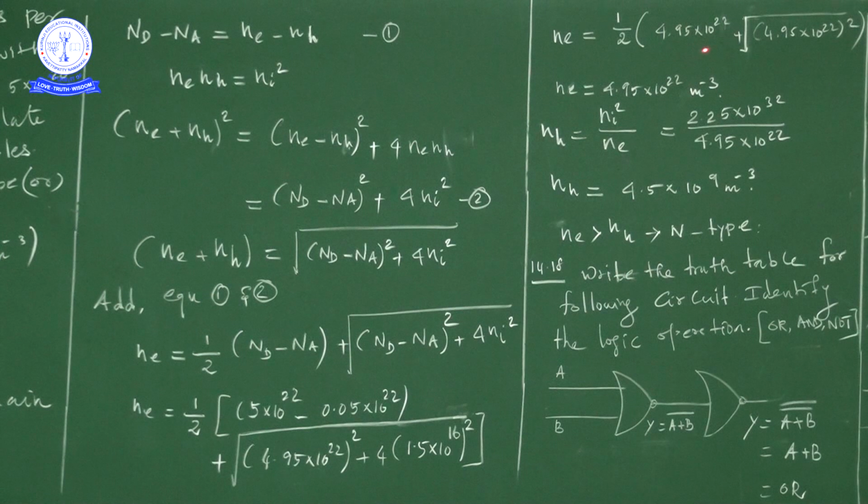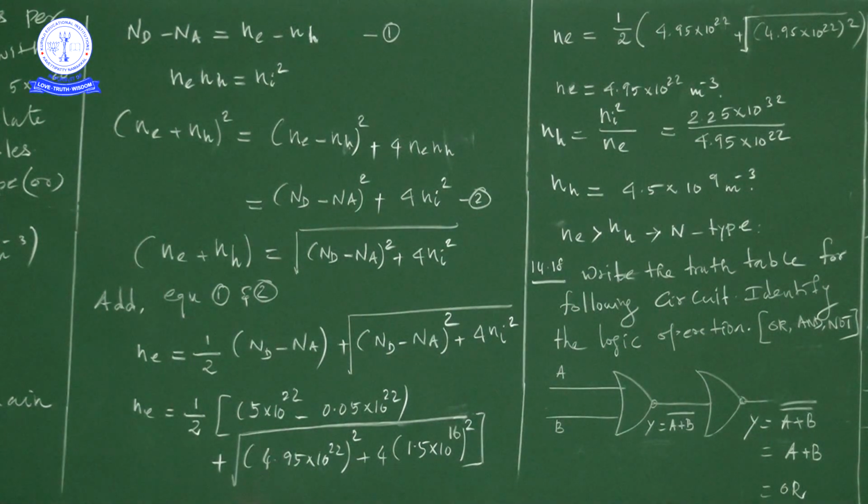Then 5 minus 0.05 into 10 power of 22 will give 4.95 into 10 power of 22, plus, within the square bracket, 4.95 into 10 power of 22 the whole square. Then 4 into 1.5, we already have the data here: 4 into 1.5 into 10 power of 16, the whole square root. Then the value of the square bracket, 4.95 into 10 power of 22 the whole square plus 4 into 1.5 into 10 power of 16 whole square, is equal to the square bracket of 4.95 into 10 power of 22 the whole square. By solving the total term, it is equal to 4.95 into 10 power of 22 square, within the square bracket.